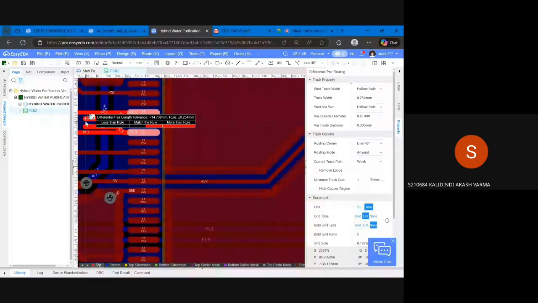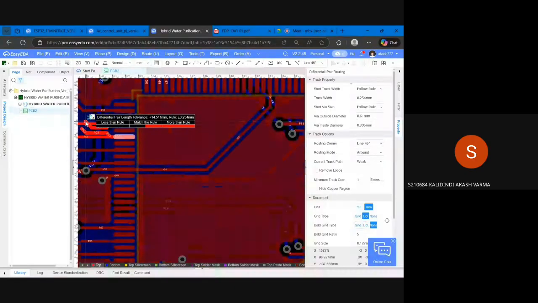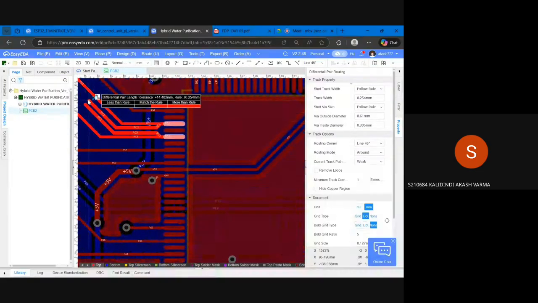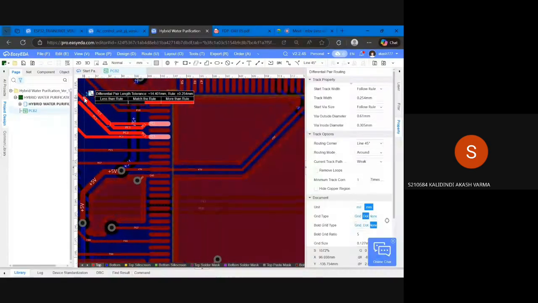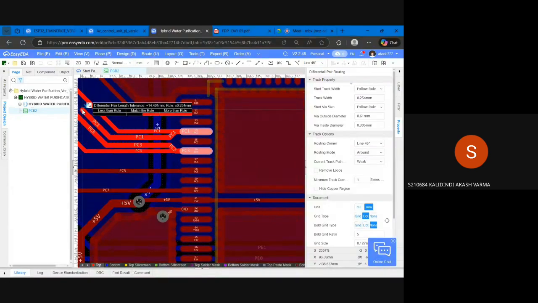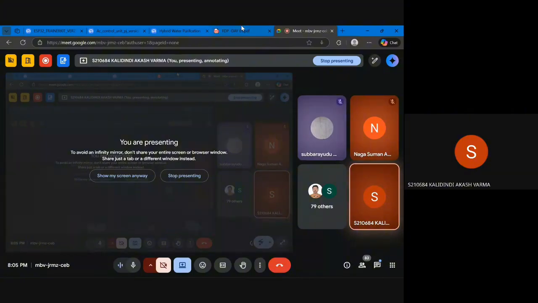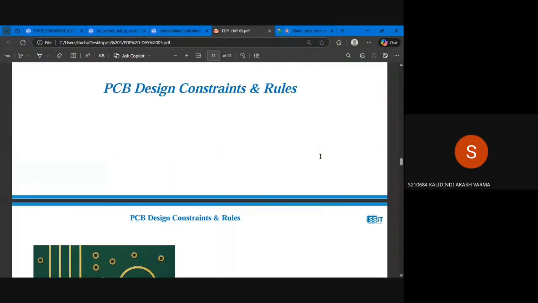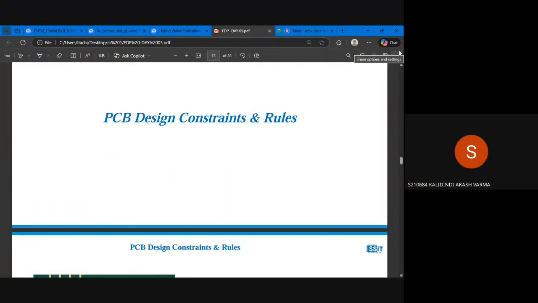So if you see, both the tracks are starting from the same point, and both are going in a parallel way simultaneously. We don't need to draw PC1 and PC3 separately. At a time, we can draw both, and you can observe one more thing: both are very parallel. So that is the concept of this particular differential pair. Okay. So let me come back to the presentation, and now we will see about PCB design constraints.